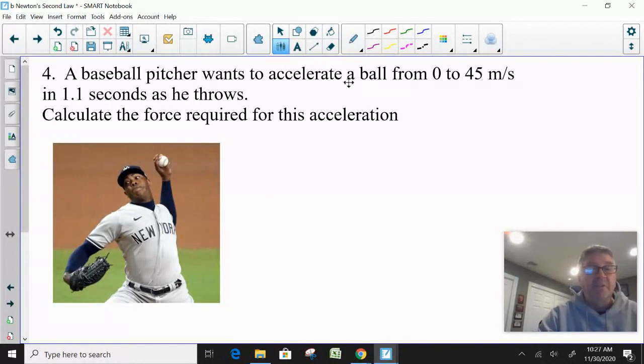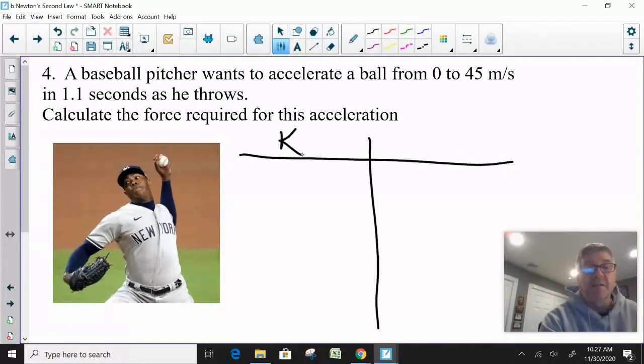So the pitcher wants to accelerate the ball from 0 to 45 in 1.1 seconds. That means while it's in his arm. So he's going to hold the ball here at rest, and he's going to accelerate it up to 45 meters per second in 1.1 seconds. So I want to do this backwards. Let's take the kinematics, and then we'll calculate the force required. We'll do Newton's second law.